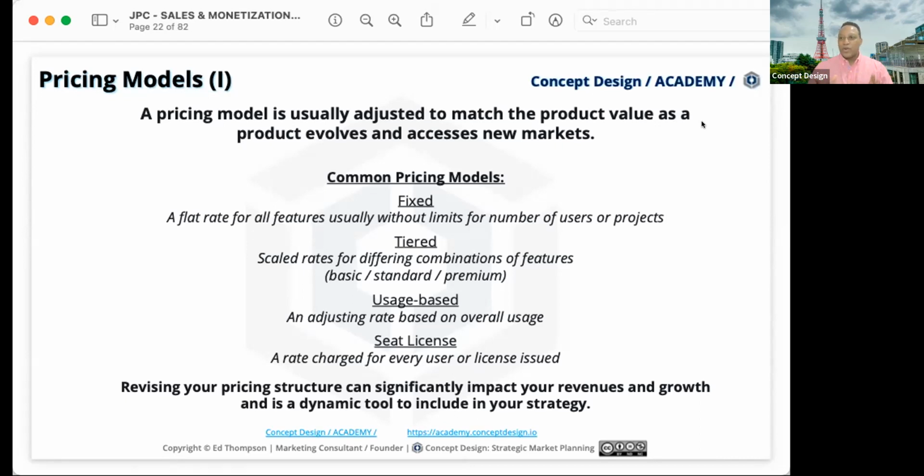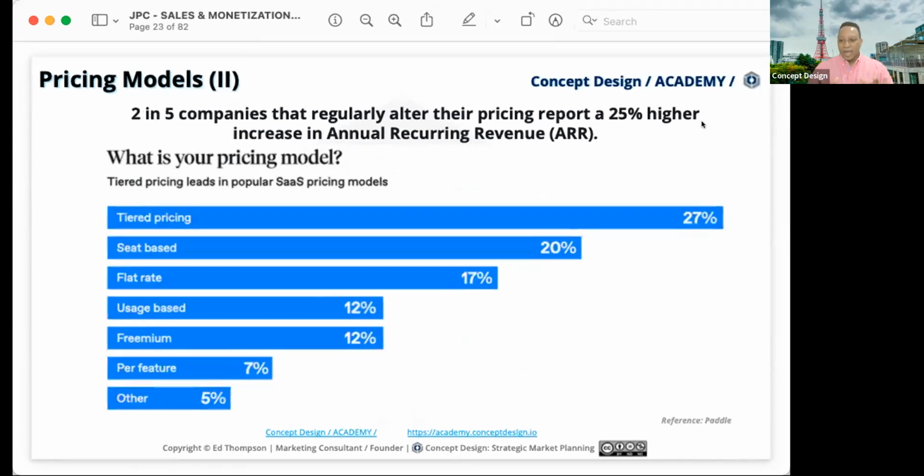And so pricing for your different products and services is one thing that you want to keep in mind. This is information that was pulled off a website, Paddle. 2 in 5 companies that regularly increase their pricing report a 25% higher annual recurring revenue. Different companies have different levels of pricing: tiered pricing, seat-based pricing, flat rate, usage-based, freemium, per feature, and other. And you will sometimes have to experiment to figure out what really works for you.